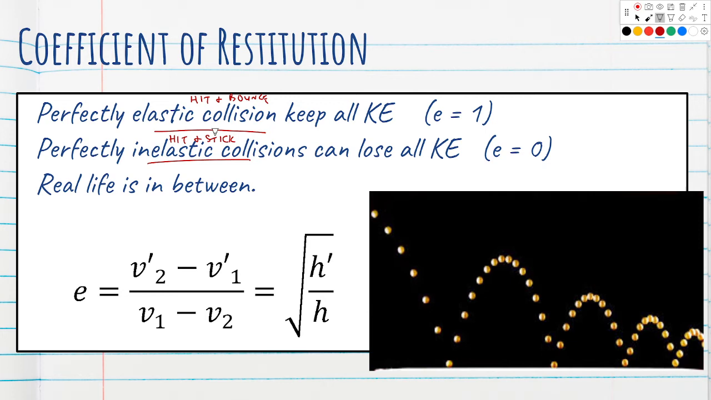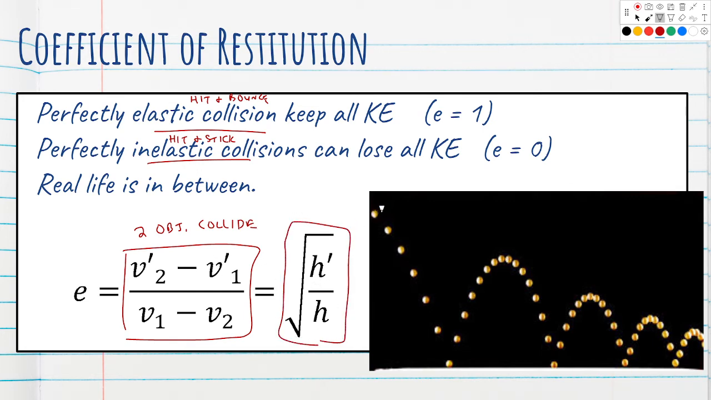Might not ever see either one of them really, but train cars are close enough to a hit and stick, and bowling balls and bowling pins are close enough to a hit and bounce. In real life, there is a little bit of lost kinetic energy there, but we say it's close enough. To deal with that, there's this number called a coefficient of restitution, and you could find that either this way, if you're dealing with two objects that collide, or you could do it this way if it's like the picture that you have here.